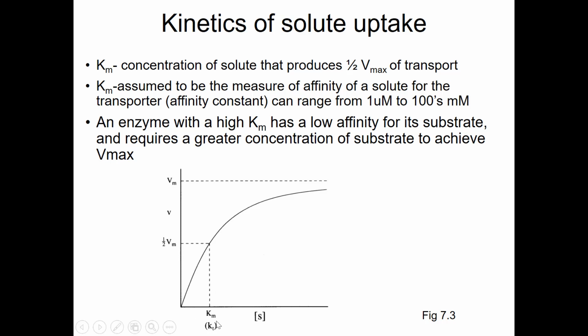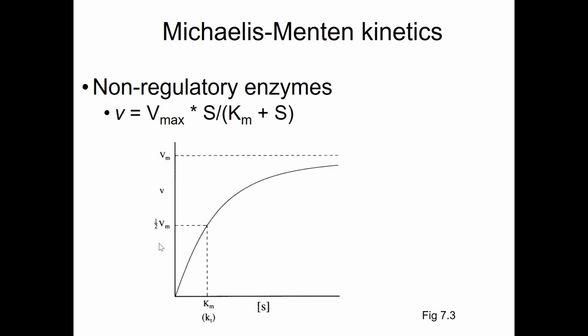However, an enzyme with a low Km over here, like is shown in this figure, means that that transporter binds very rapidly to that sugar and can bring it in quite fast. So you need a lower concentration of solute to reach that half maximal transport. So these types of kinetics are referred to as Michaelis-Menten kinetics, and this is true of non-regulatory enzymes.